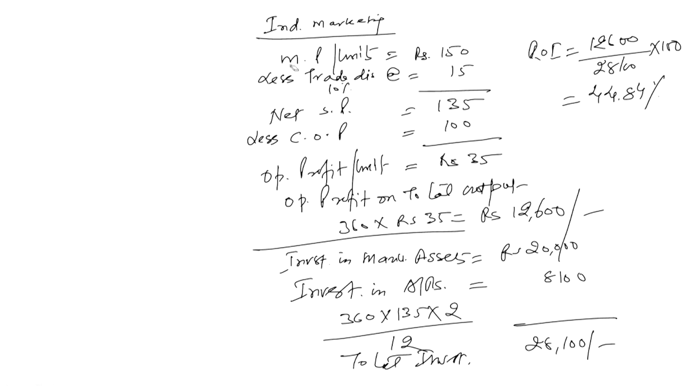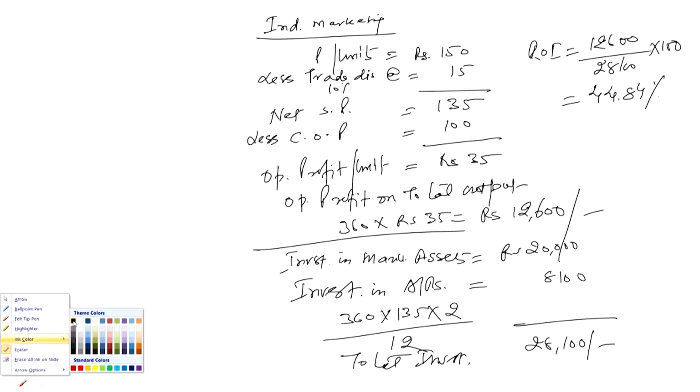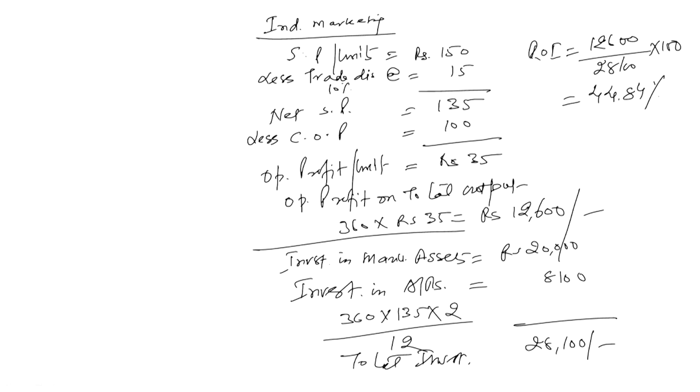So the selling price per unit is 150, trade discount is 15 given to the channel. So the net price for the company is 135. Cost of production of the company we have already assumed is 100. So operating profit per unit is 35. Operating profit on the total output is 360 into 35, which is 12,600.